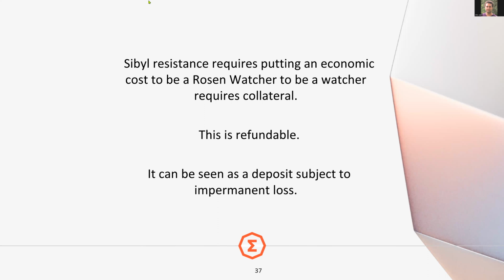All right, so that Sybil resistance mechanism is just to put a cost. It's important for everybody to recognize that the initial collateral is not subject to any type of slashing. It's refundable. It is, however, subject to impermanent loss depending on price movements, right? And so that needs to be an assumption that watchers take into account as they put up their collateral. Why don't we go to the next slide?